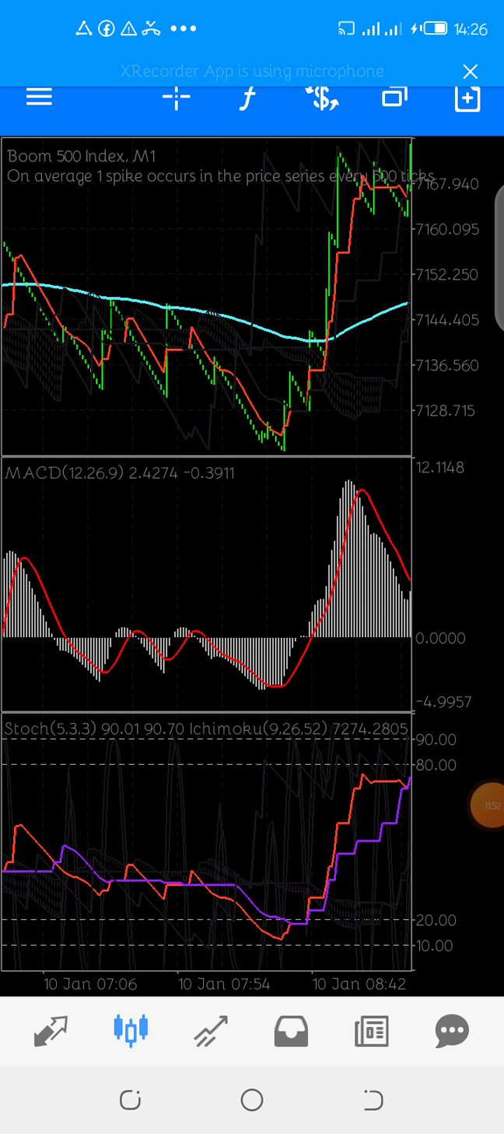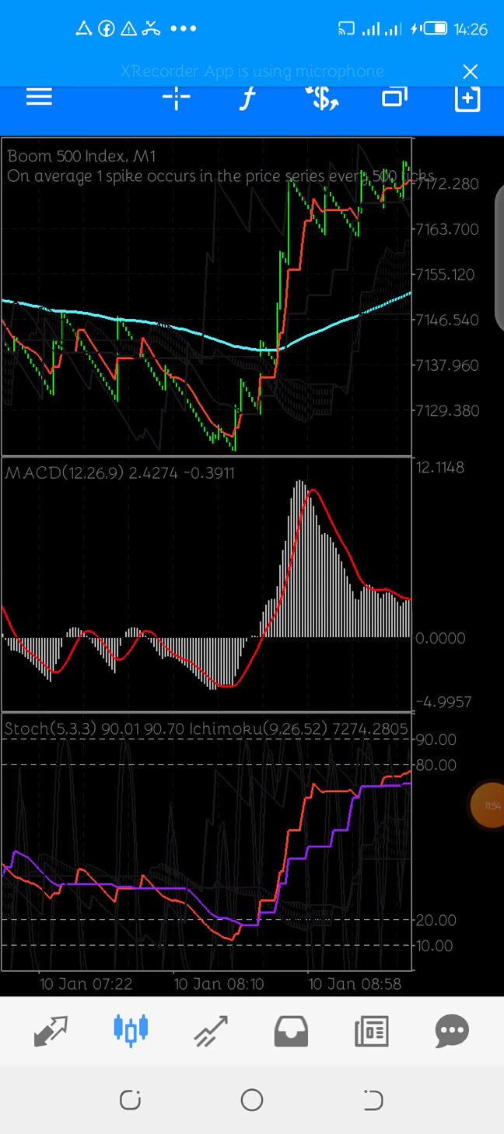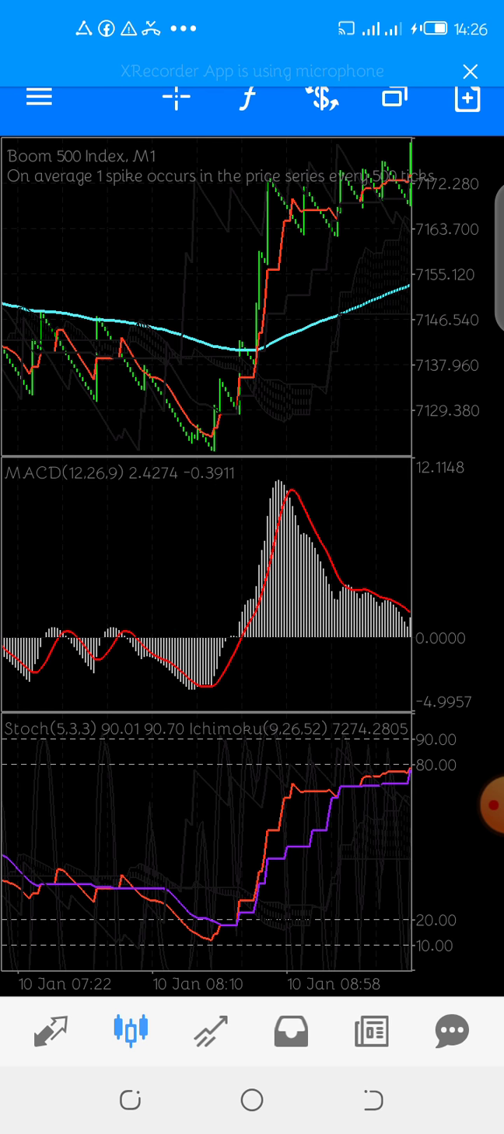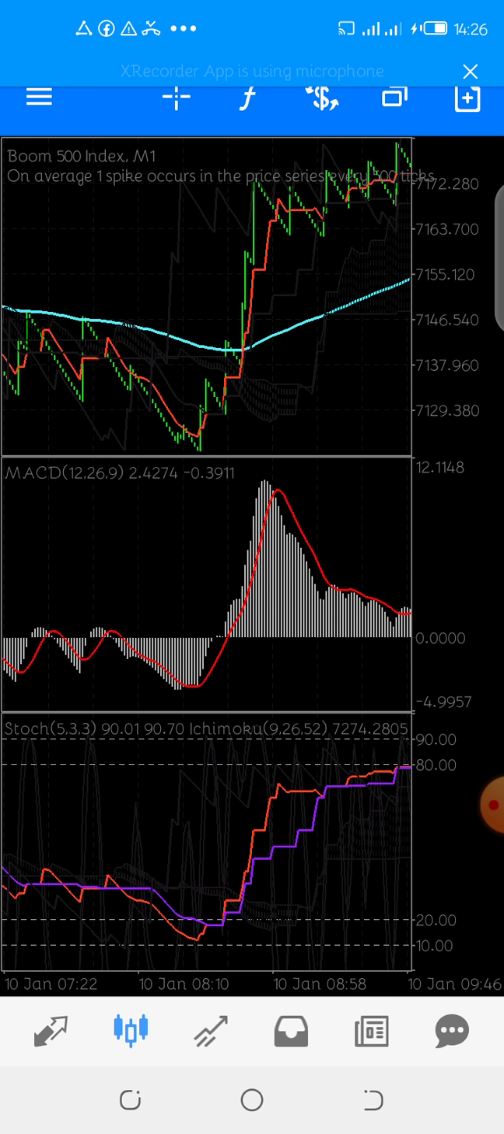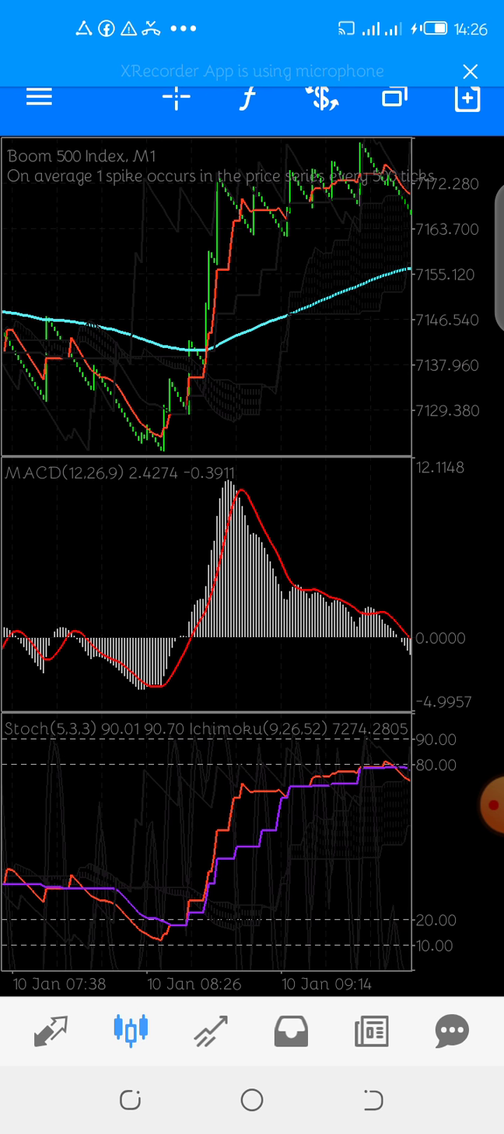Let's see, you see it's even shifted. It's shifting. So anytime it's shifting, be a bit careful with it. This is what I'm talking about. Here, you see there is going to be a reversal, but it's around area 80 and they've both crossed.